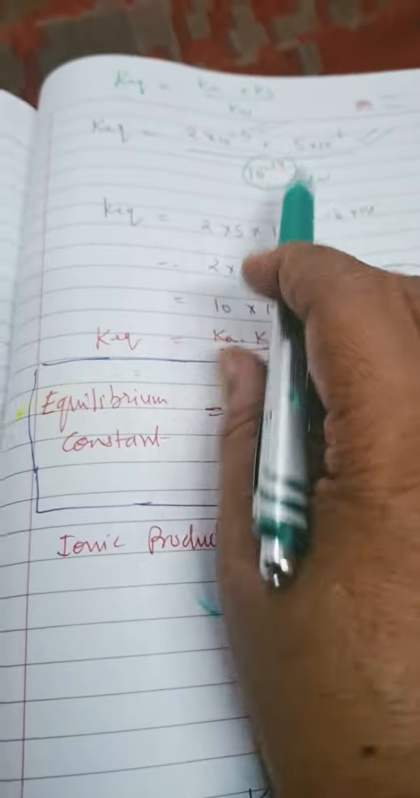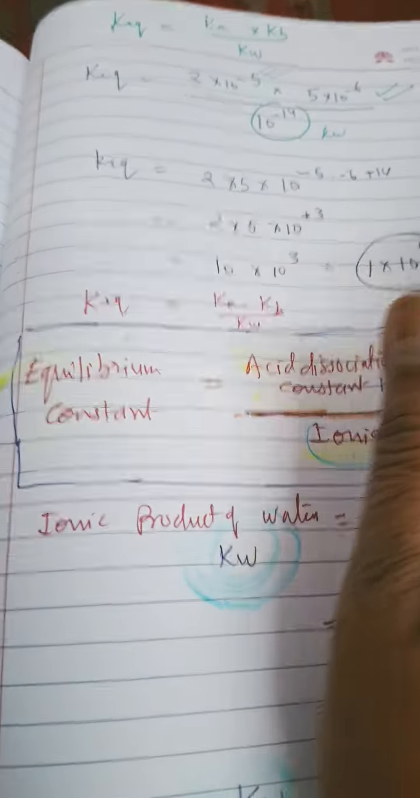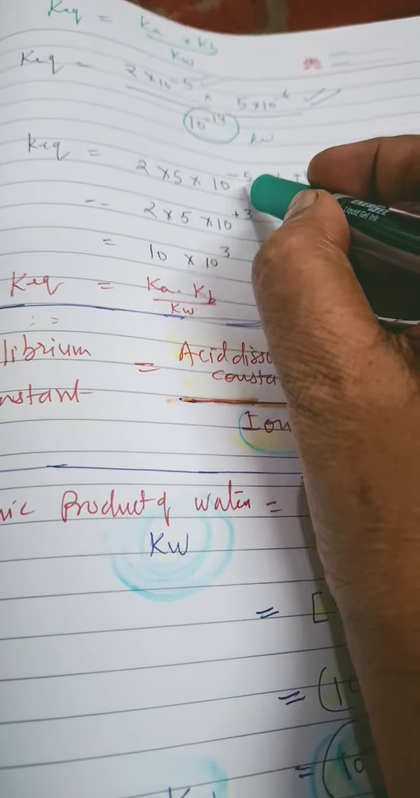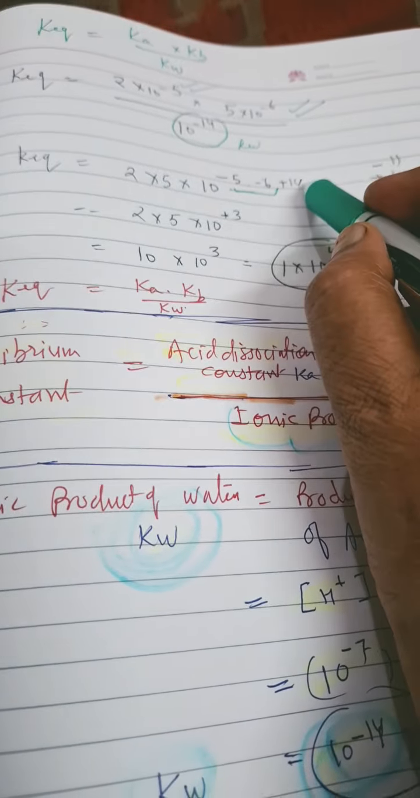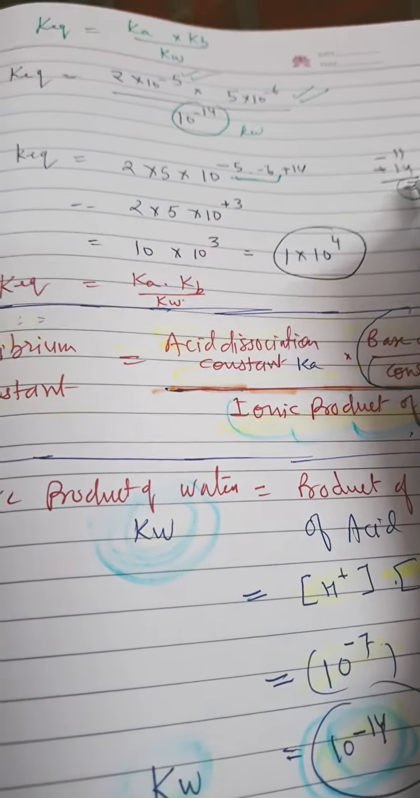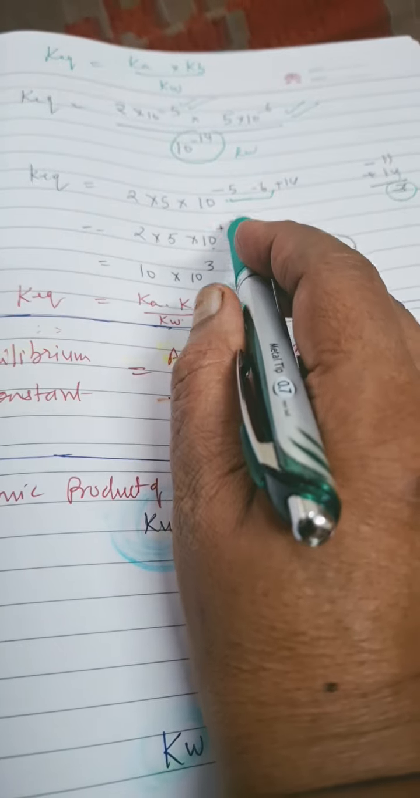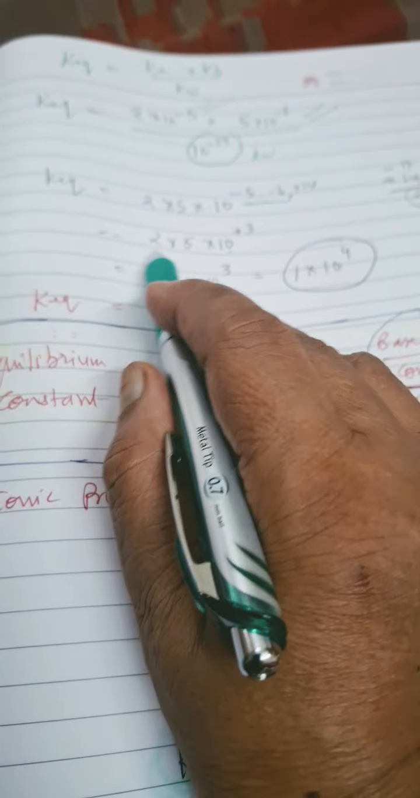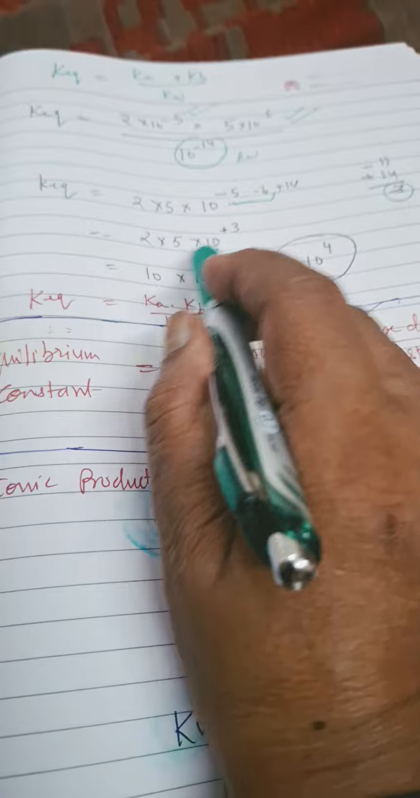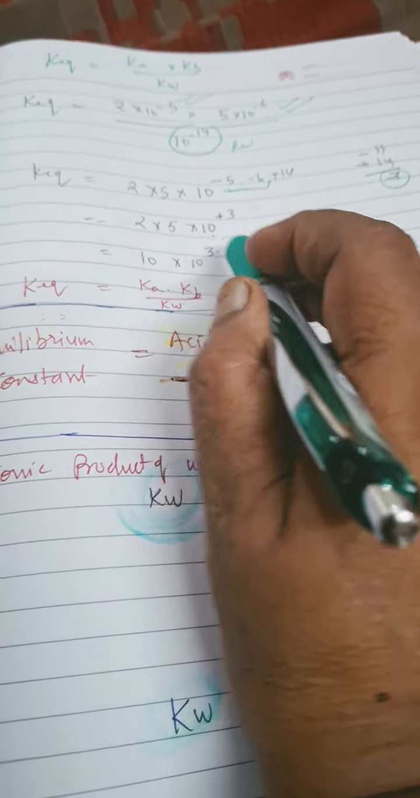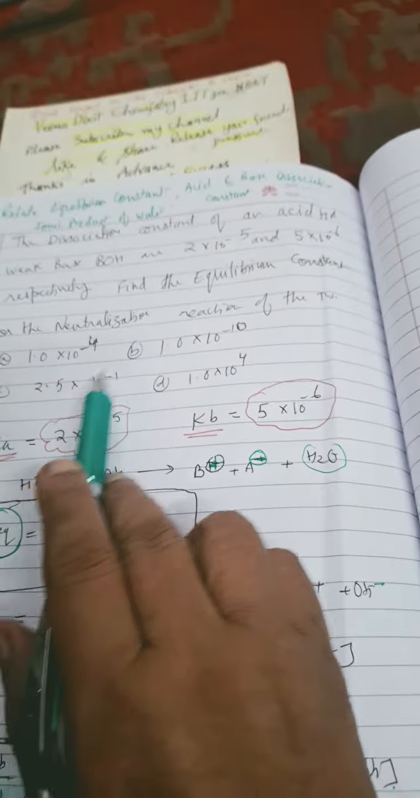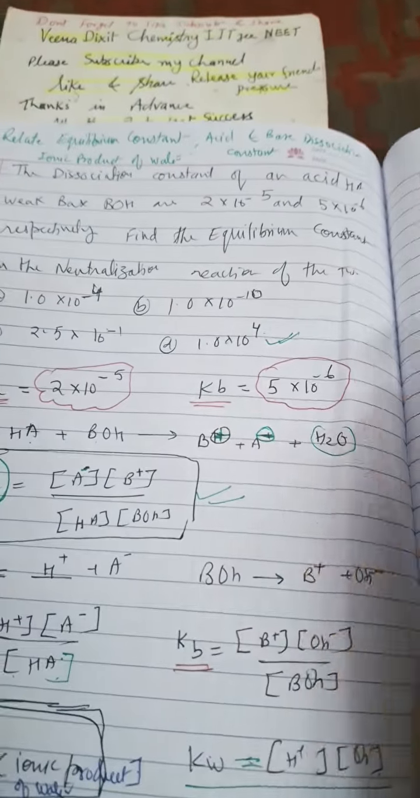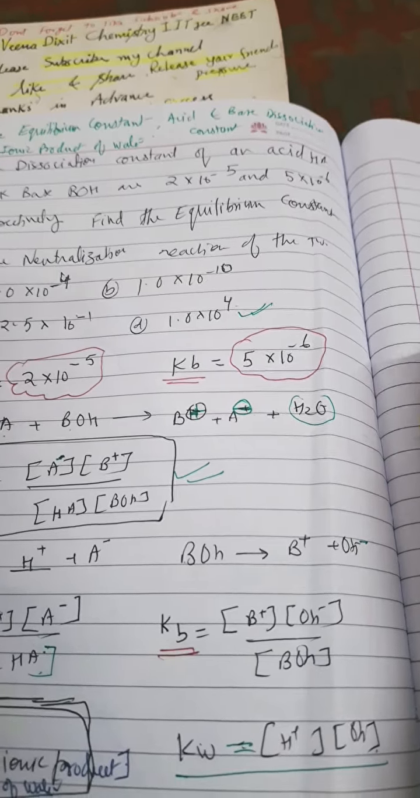Very easy sum. Means 5 times 2, that's it. This much easy it is. Here the powers minus 6 and minus 5 total minus 11, and this 10 to power minus 14 will go up, so it becomes positive. So there will be plus 3 power, this 10 to power 3. So 5 times 2 is 10, multiplied by 10 to power 3, that is equal to 1 into 10 to power 4. So this is the answer. D is the correct option.